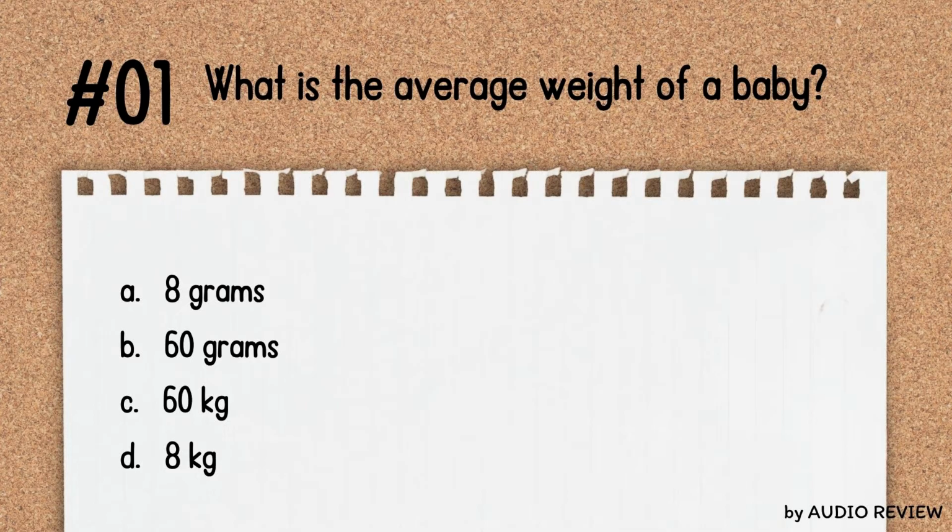Question 1. What is the average weight of a baby? A. 8 grams. B. 60 grams. C. 60 kilograms. Or D. 8 kilograms. The answer? It's D. 8 kilograms. The average weight of a baby is 8 kilograms.